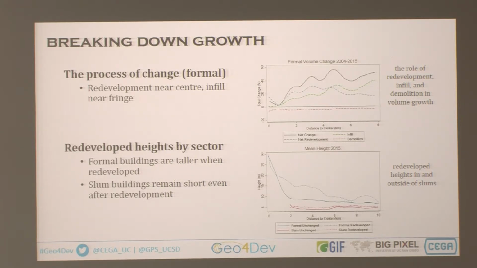So on the bottom here, we have the heights of buildings along the distance to center. We have the formal sector in blue and slums in red. The solid lines are the heights of unchanged buildings, and the dashed lines are the heights of redeveloped buildings. So what we see in the blue lines in the formal sector, when buildings redevelop, they're redeveloped to higher heights. While in slums, the buildings are quite low to start with, and even once they're redeveloped, they remain low. So again, this ties back into our theory.